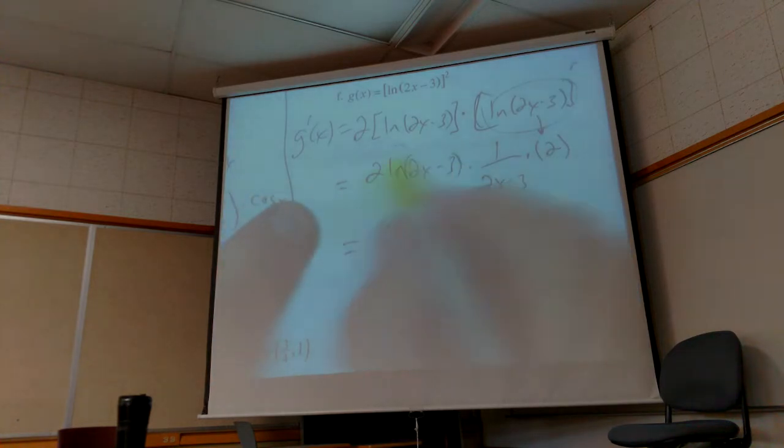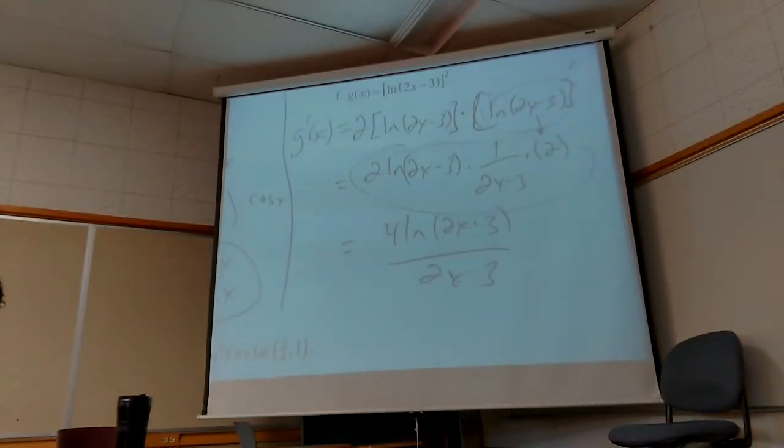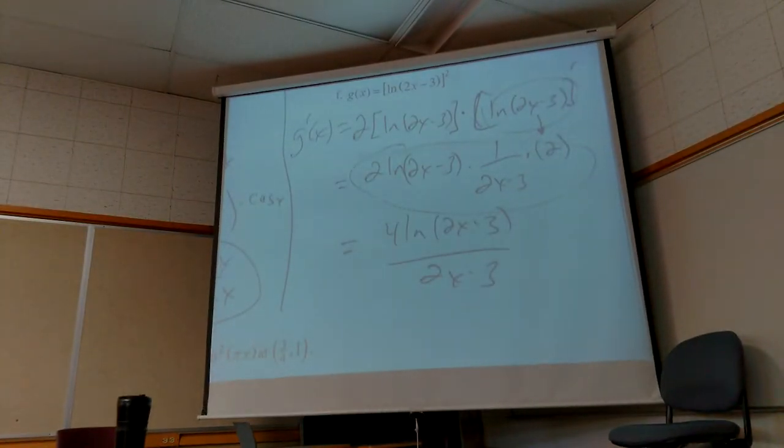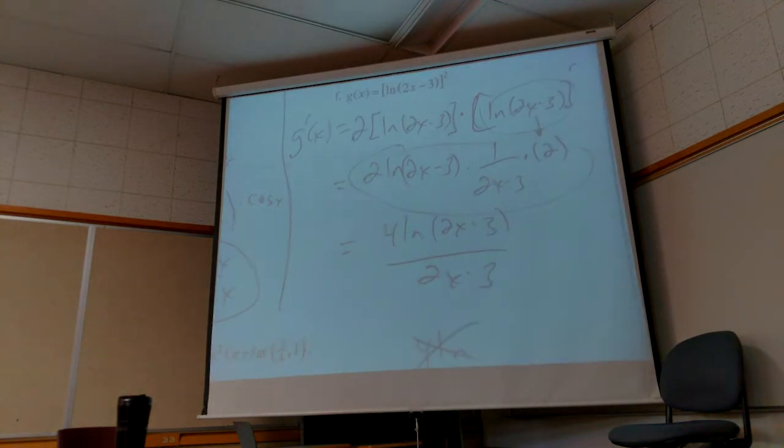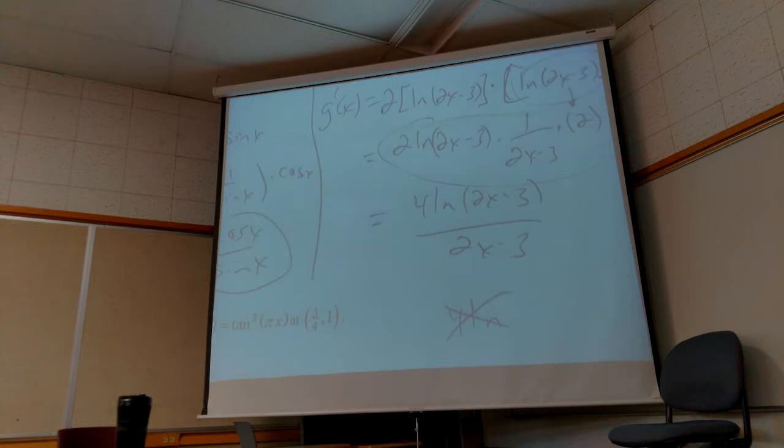So you stop here, or you're on the edge of losing a point, you've got to do some simple simplification. If anybody cancels these and says 4 ln, I'll revote them. I don't see that happen.